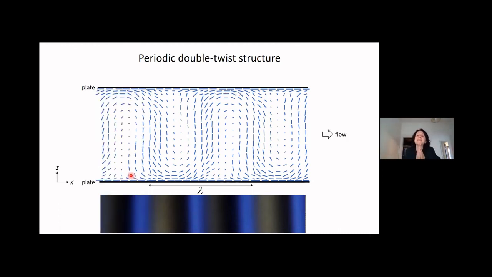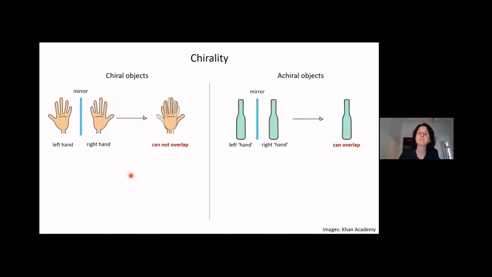So to me, these periodic double twist structures are really quite amazing in their complexity, but at the same time, in their elegance, that spontaneously shows up here. There's another reason, though, why my student Ching and I are currently so excited about these structures. And that has to do with the broader context of chirality.